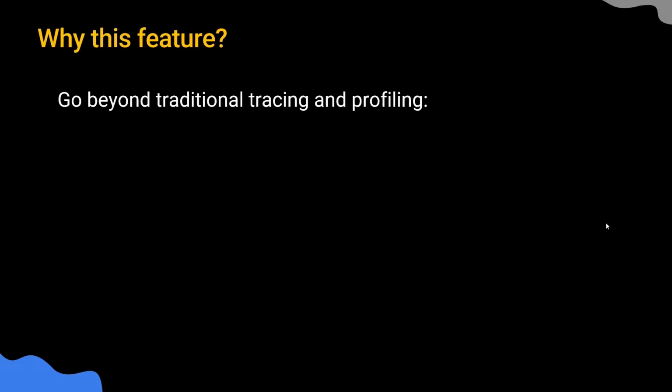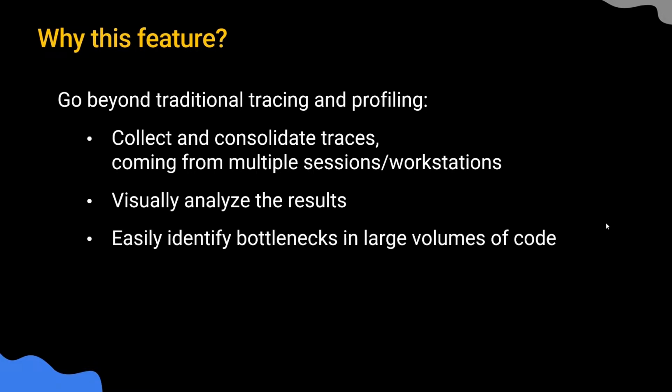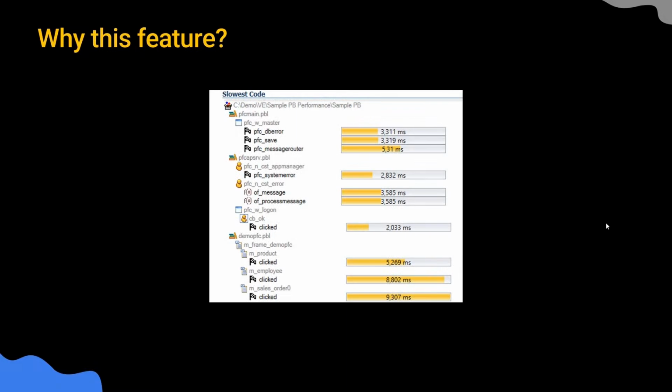So why did we develop this feature? Basically, it's meant to go beyond the traditional PowerBuilder tracing and profiling that you probably know. We will first collect and consolidate traces coming from multiple sessions and workstations together. You will then visually analyze this result and identify easily the bottlenecks across a large application or large volumes of code. It will basically look like this, but we will see that in more detail when we do some clicking a bit later. We will extract the top slowest objects in your application and put them in a container hierarchy so that you can see where they are located in your code.